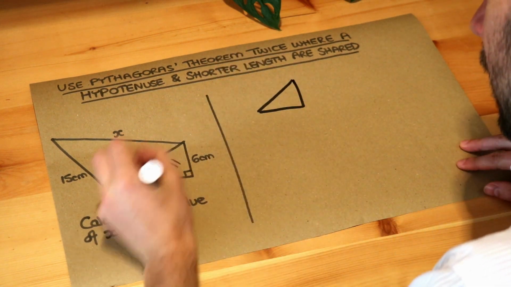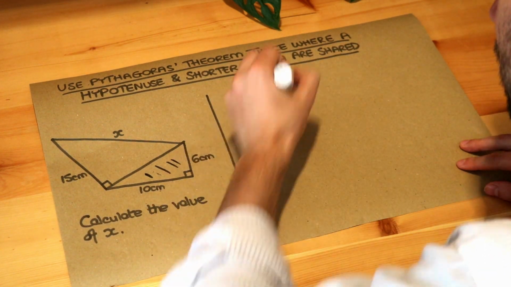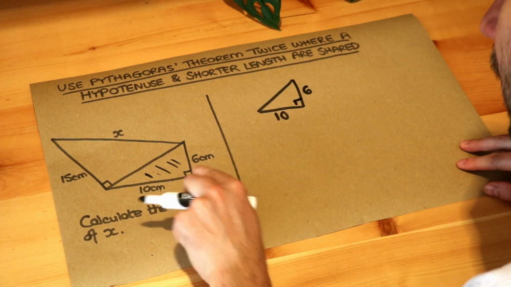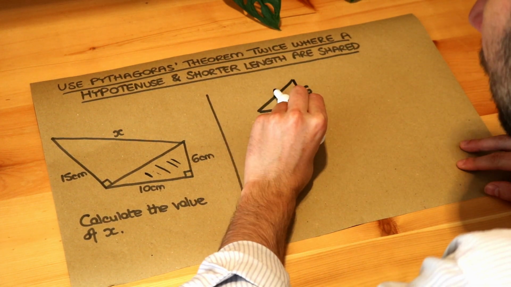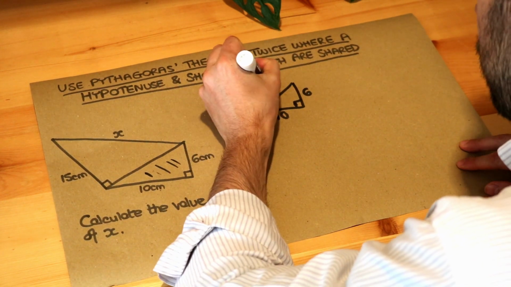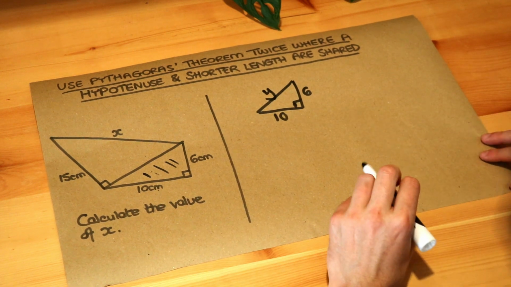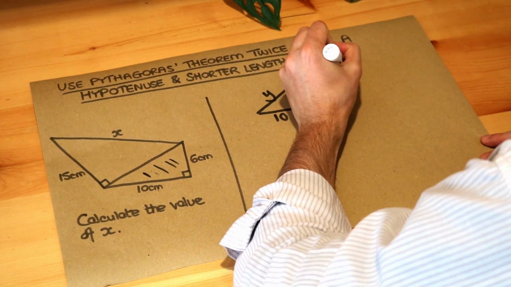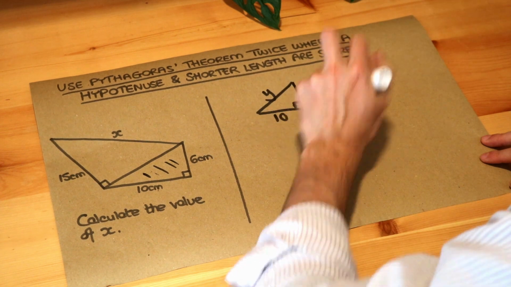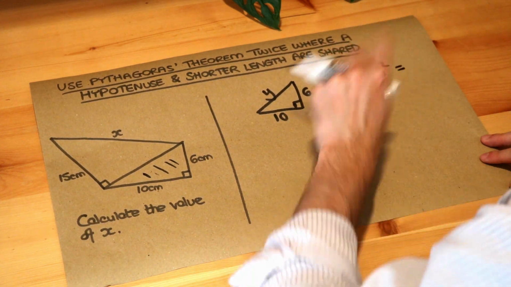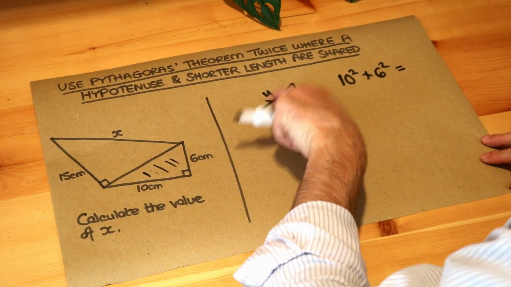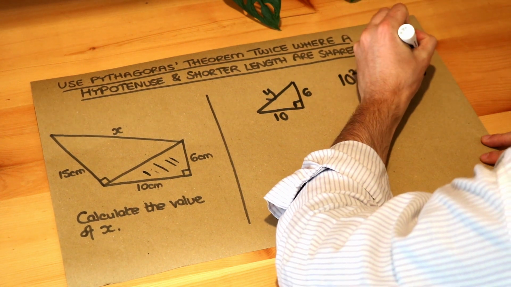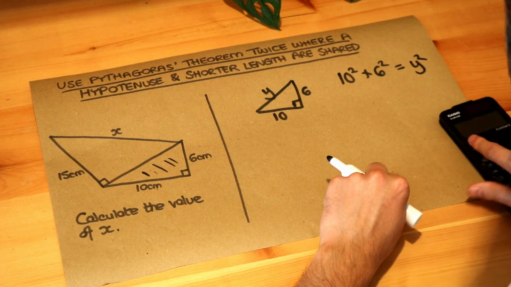We've got the 10 centimetres there and we've got the 6 centimetres there. The right angle is here. And we want to find this length here. We've already used x, so let's just call this y. And remember Pythagoras theorem: one of the shorter lengths squared plus the other shorter length squared is equal to the hypotenuse, the longest length, squared. And then we can just do that on a calculator.